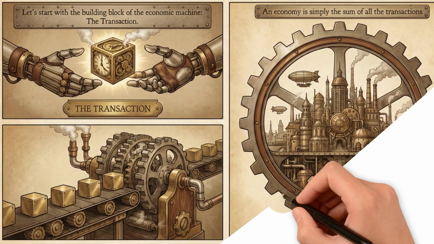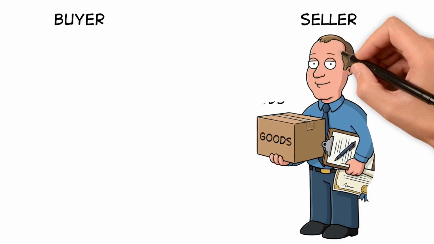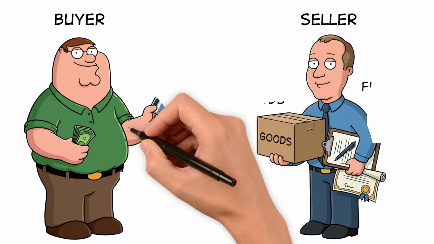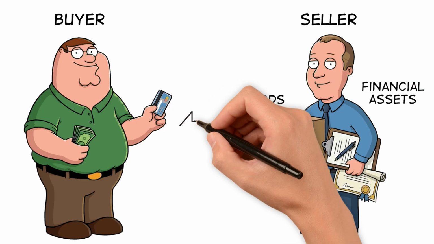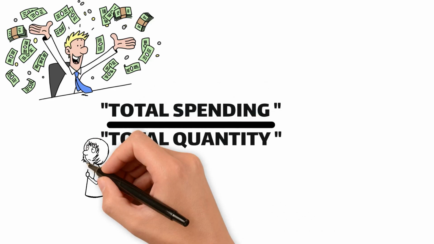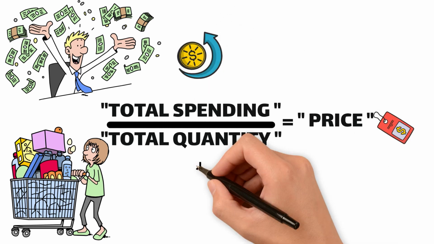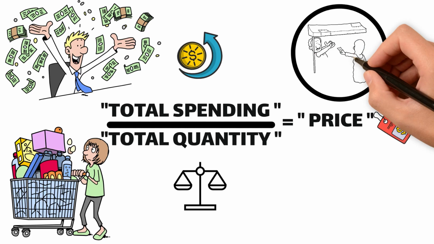An economy is simply the sum of all the transactions that create it. A transaction is simple. A buyer gives money or credit to a seller in exchange for goods, services, or financial assets. Here is the most important formula to remember. Total spending divided by total quantity sold equals the price. All economic cycles and forces are driven by this simple math. If you increase total spending without increasing the quantity of goods sold, prices go up.